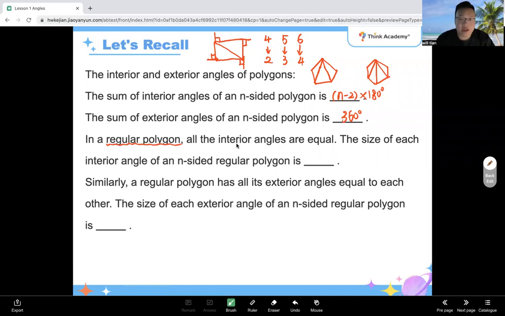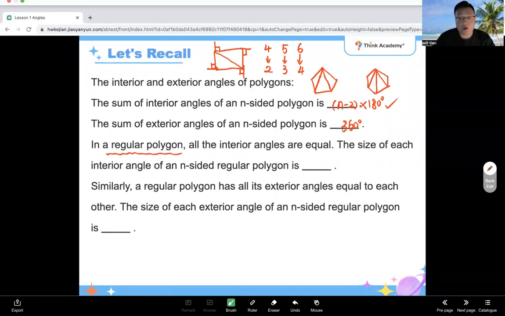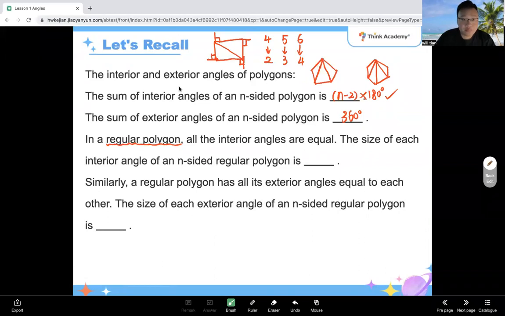So see, all the interior angles are equal. The size of each interior angle of any n-side regular polygon is: you just use the sum of all the interior angles of this n-side polygon divided by n, right? Because for an n-side regular polygon, you're going to have n interior angles. They all equal each other, right? So the formula is n minus 2 times 180 degrees, and then divide by n.